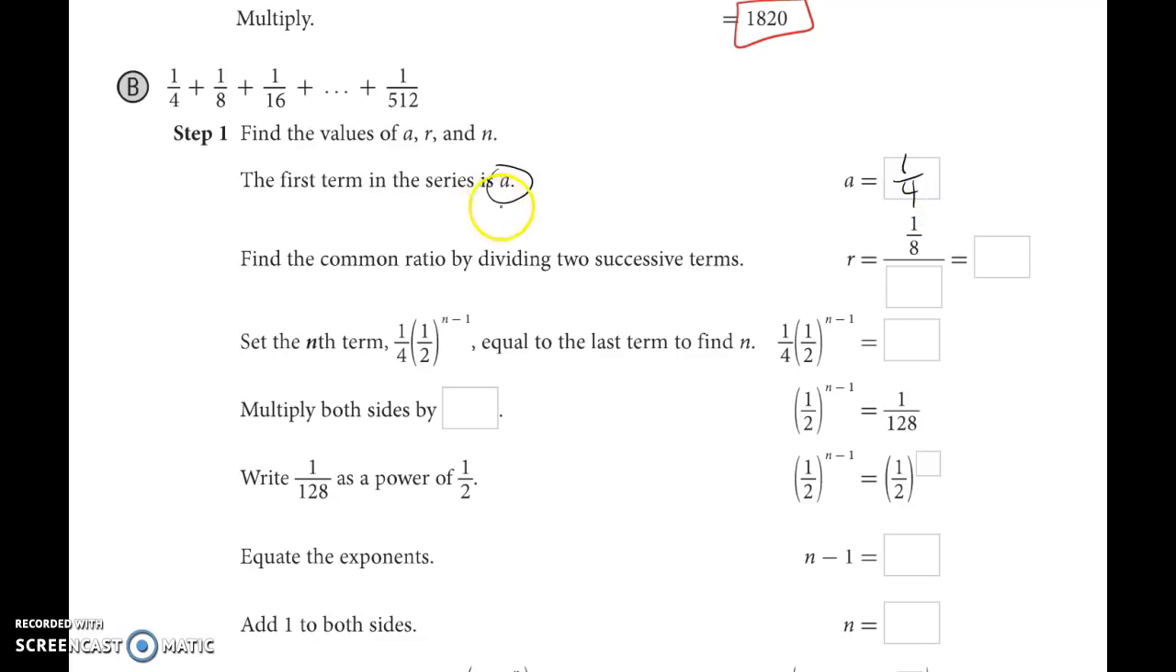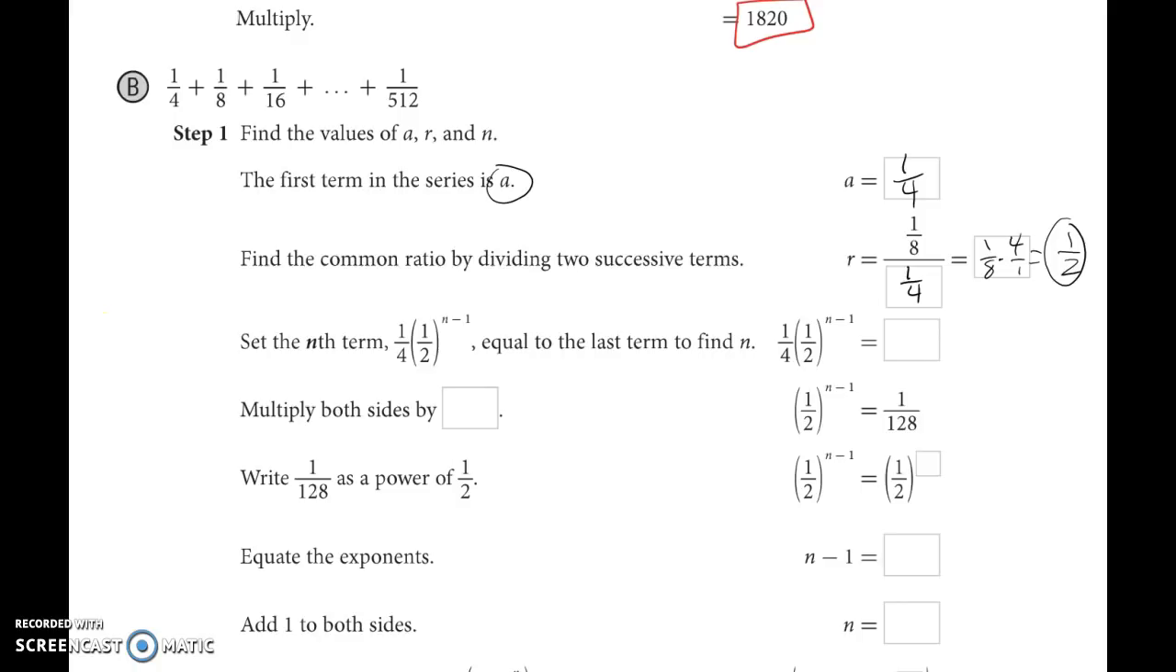We can find the ratio by taking 1/8 and dividing it by 1/4. When we do that, we freeze, change, flip. So I get 1/8 times 4 over 1, which is 1/2. So my r is 1/2, and then I plug that into my formula.